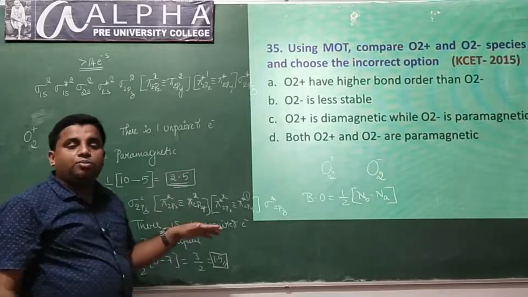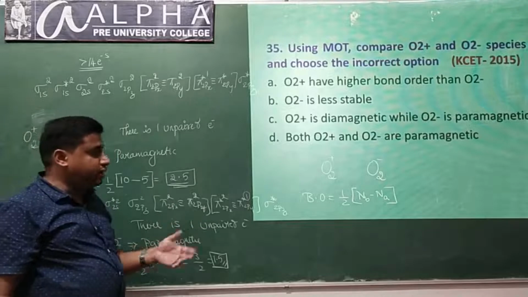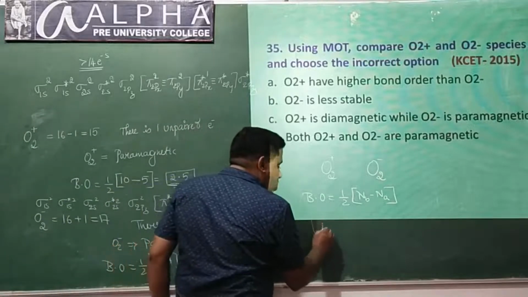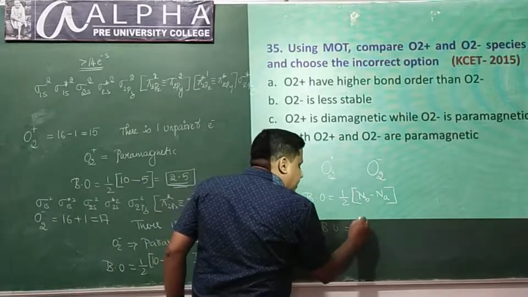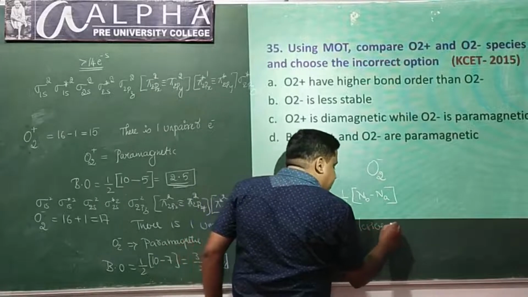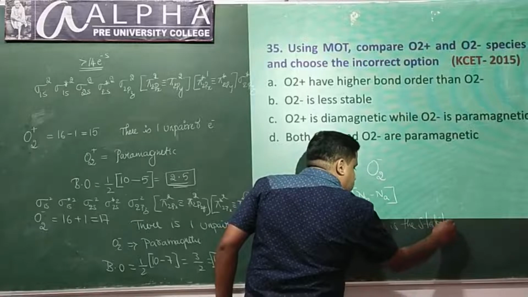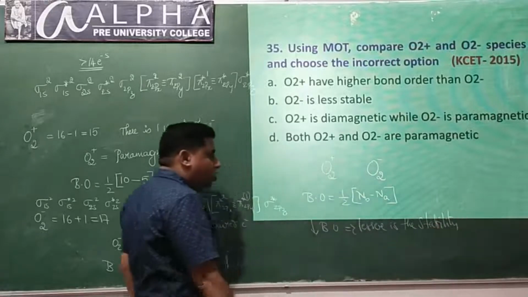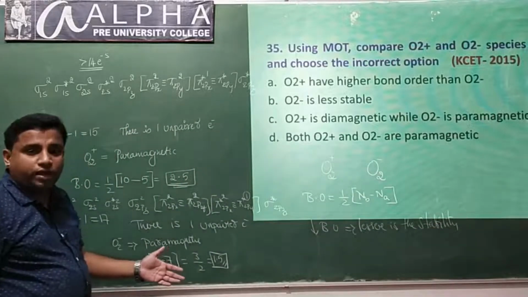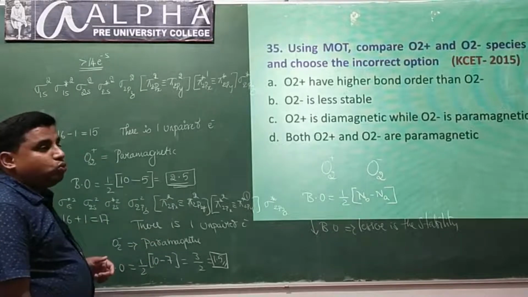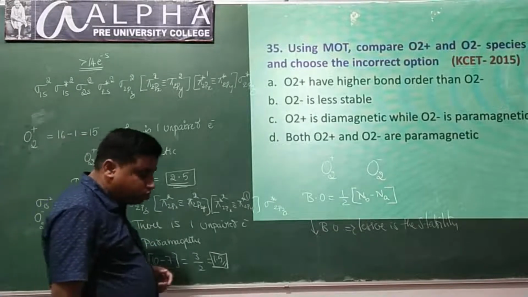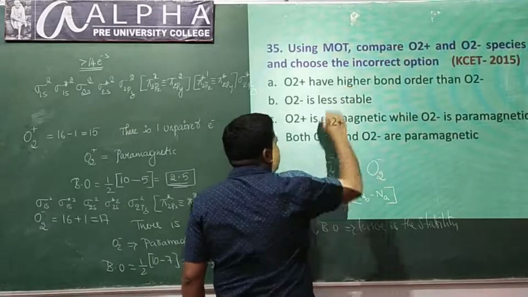Lesser the bond order, lesser is the stability. Understood? So the bond order of O2 minus is just 1.5. That means it is less stable than O2 plus. So option B is also correct.